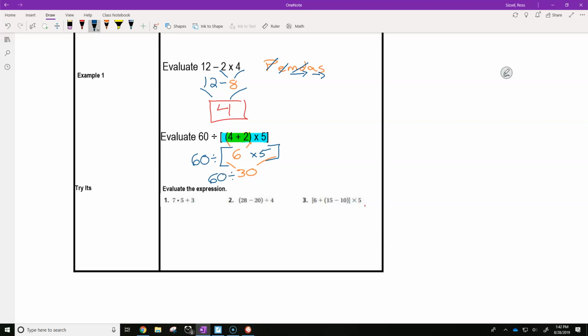Then I have 60 divided by 30. Any grouping symbols? Any exponents now? Any multiplication or division? Yes, division. 60 divided by 30 is 2. That's my final answer.